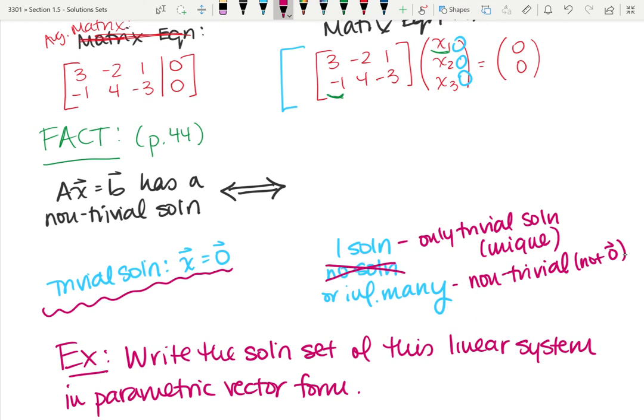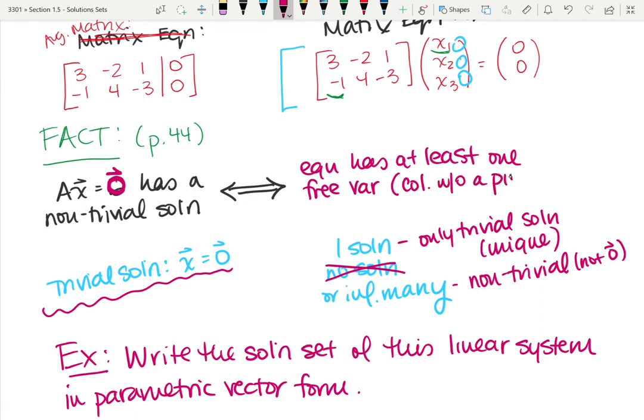What's going to go here is, AX equals 0 has a non-trivial solution if and only if, when you row reduce, you end up with at least one free variable. And remember, a free variable is a column without a pivot.